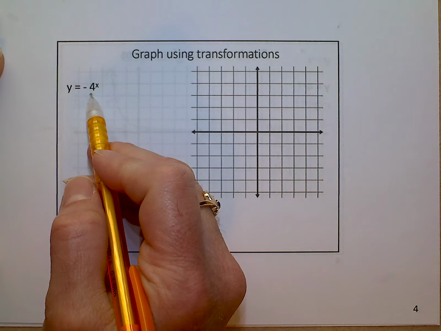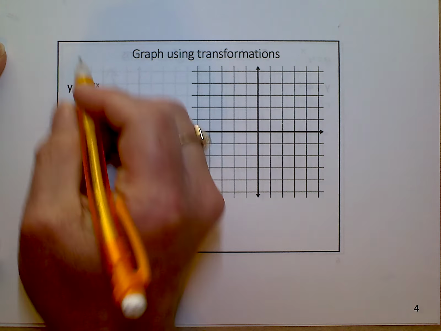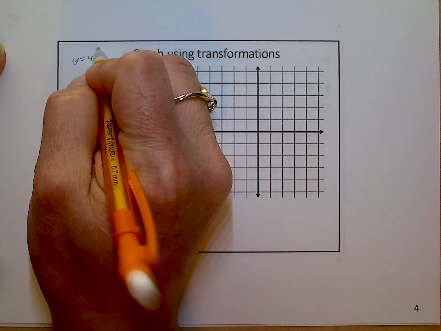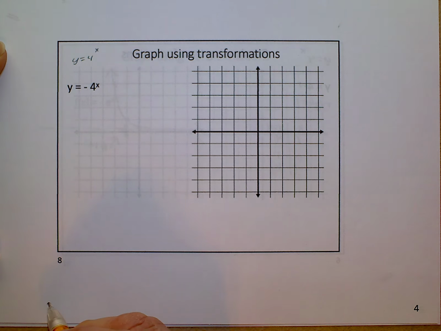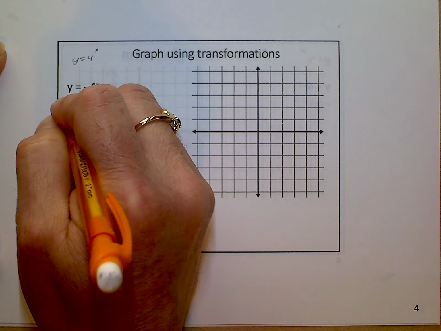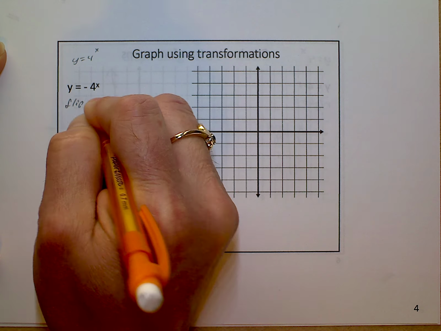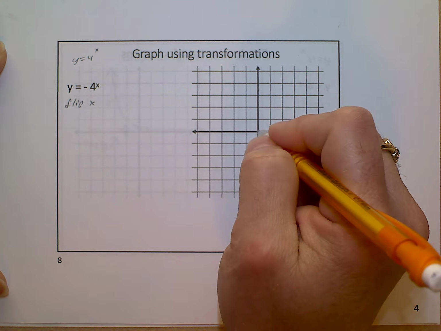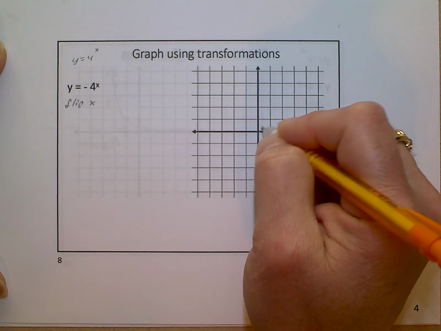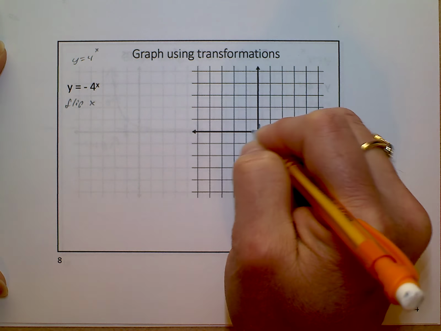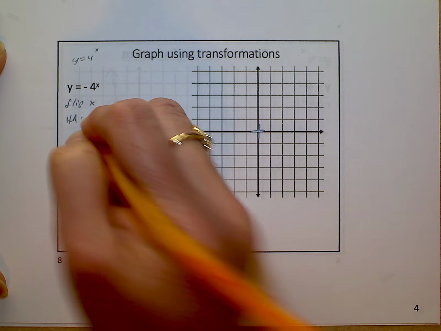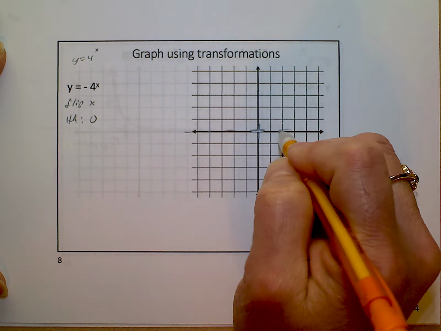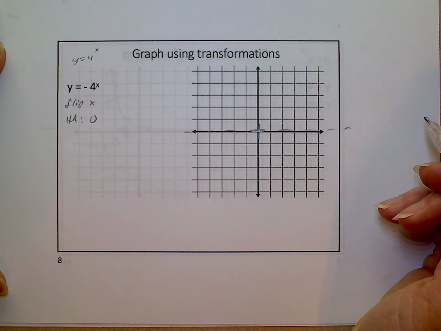Look at this one, negative 4 to the x. The parent function is 4 to the x. But when I have a negative outside, what happens? Yeah, it's going to flip over the x-axis. So does my origin move? No, origin's still there. Where's the horizontal asymptote? Still at 0. Okay, all of that stayed.